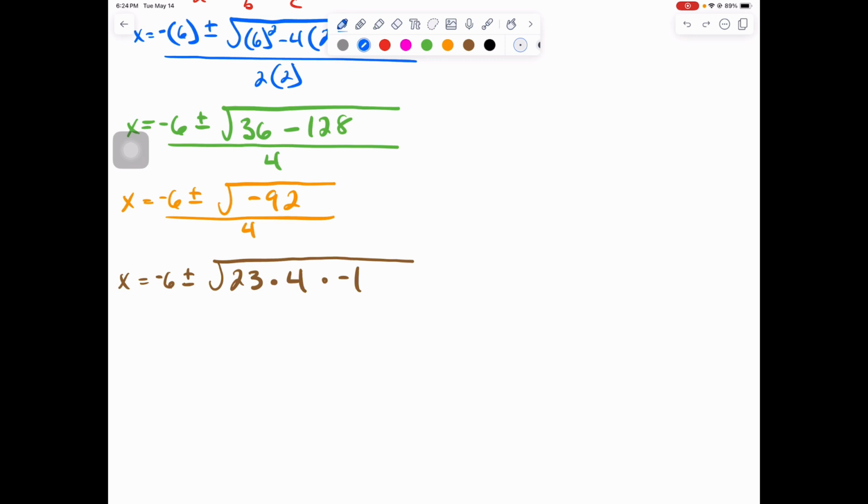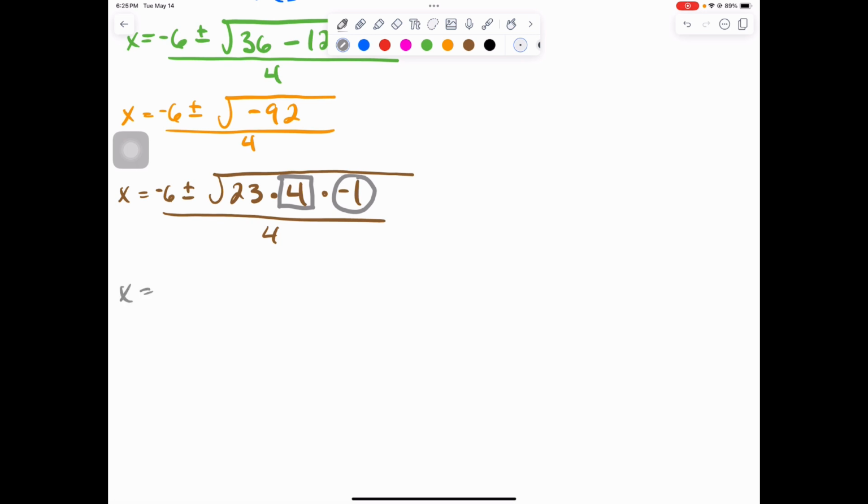Let me actually get rid of that right there. I'm actually going to put it in gray. So let me box our 4 there, and then our negative 1 I will circle. We do know that the square root of negative 1 is i. So when we write this in our next step, actually let's set this over 4. I'm kind of jumping ahead of the game. But x equals negative 6 plus minus. Now that 4, the square root of 4 is 2. The square root of negative 1 is i. Open up your radical, drop the 23, and then put that over 4.